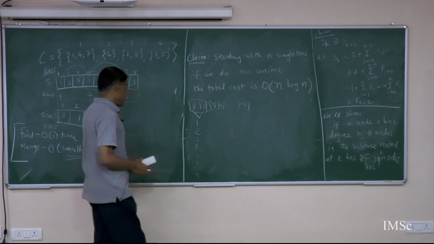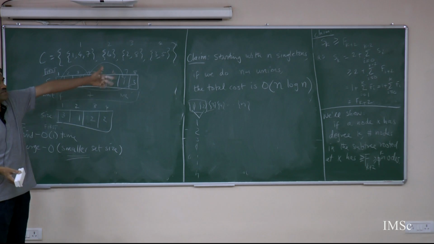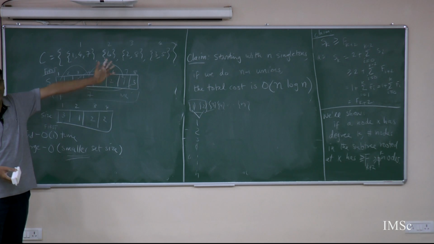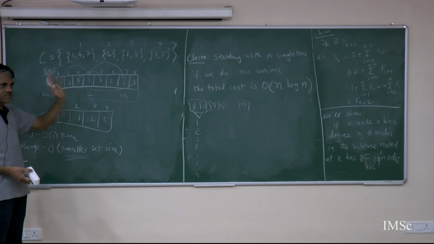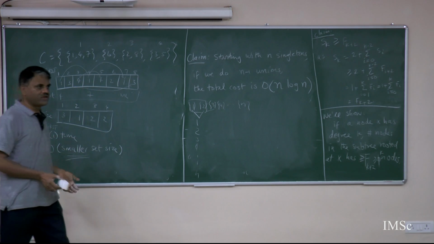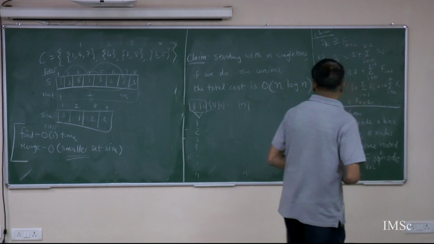But if you are spending time proportional to the smaller set size, so this is exactly saying the amortized complexity of the union is log n. Even though the worst case can be n, the amortized complexity is log n. So I'll let you think about it. We'll start with this next time and continue. Okay, so think about the proof of this. We'll start with it.